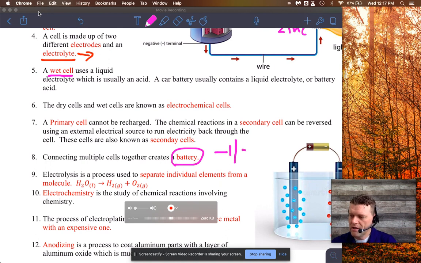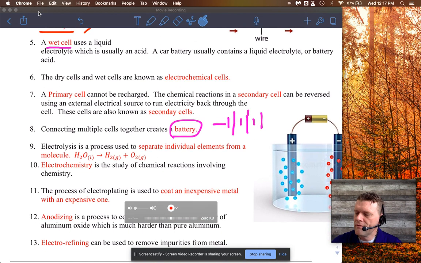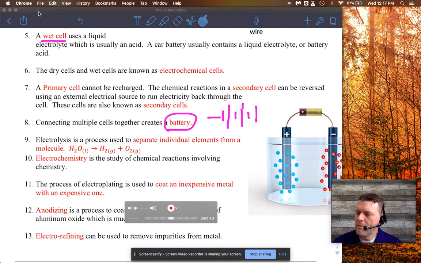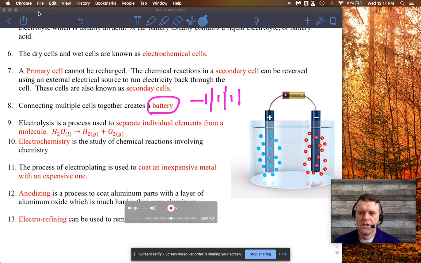And so in a typical circuit, we usually draw it as a simple line. It could be a bunch of things on that circuit, but that is the representation of a single cell. If we had multiple cells, then we would sketch them something like this, and lo and behold, you would have a battery.